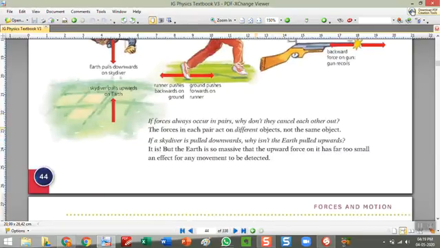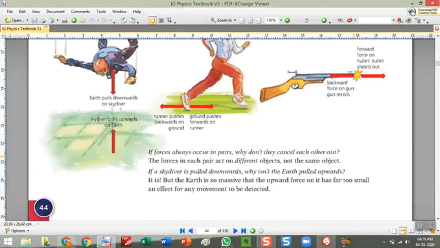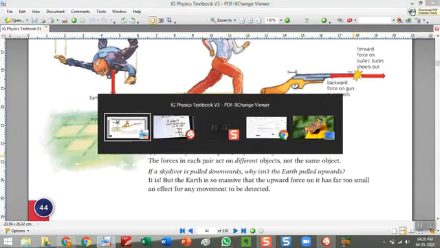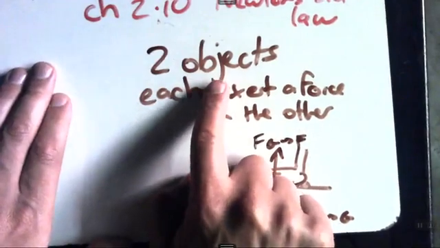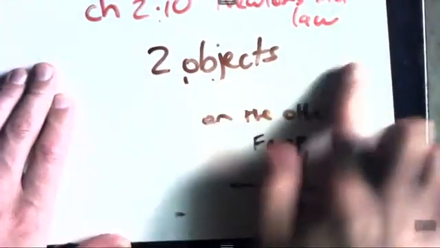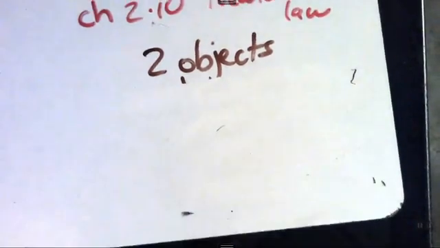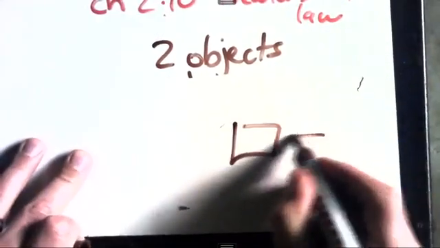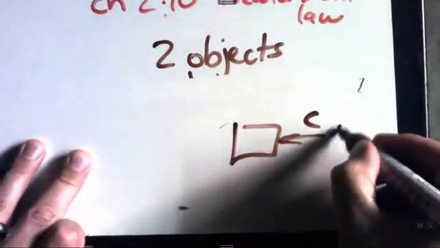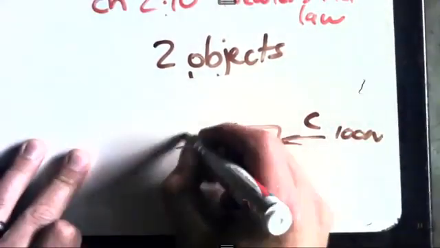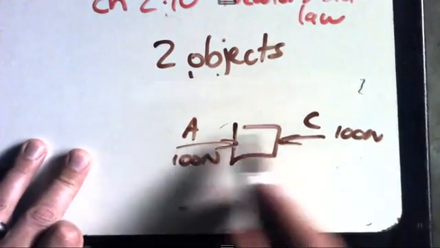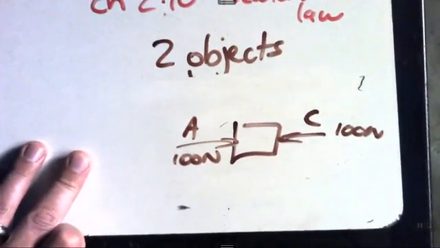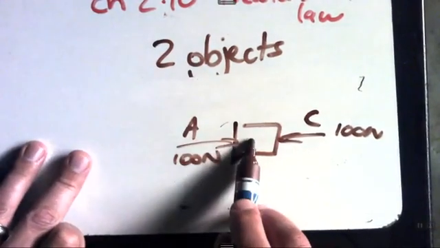If we move forward, it always acts in pairs, but they can't cancel each other out. Forces act on different objects, not on the same object. So it's very important that Newton's third law only works if there's two objects. If we think of the same principle on one object, why won't it cancel out? If Charles pushes this way with 100 Newton and Anshu that way with 100 Newton, they will cancel each other. So this is not the same because they're both pushing the same object.